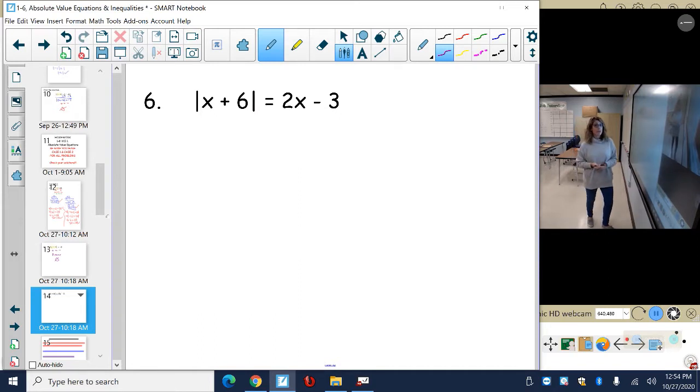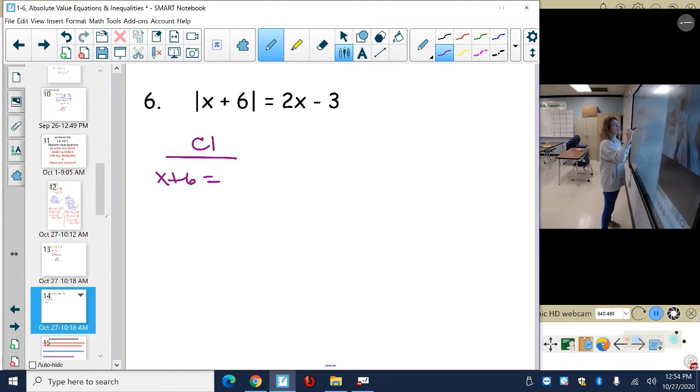The last one I'm going to do for you is going to be number 6. The absolute value of x plus 6 is equal to 2x minus 3. What you'll notice about this problem is you have a variable on both sides. Since you have a variable on both sides, probably only one of your answers will work, and you're going to have to check to figure out which one does. So since it's already isolated and you can't do anything else with it, you're going to immediately do case 1.